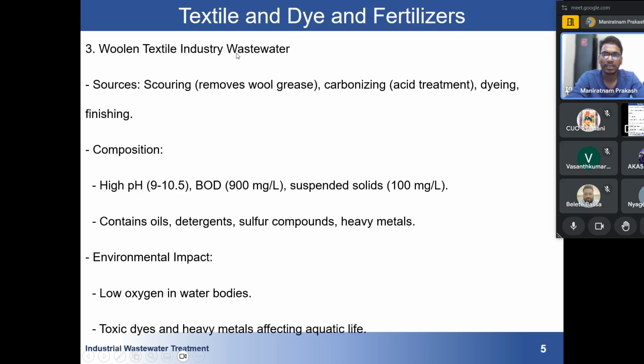Then in the woolen textile industry, again the same thing is there. First, it goes through different processes like removal of wool grease. Then there is carbonizing, that is acid treatment, and finally dyeing, and then finishing. Doing these things, a huge amount of wastewater is produced, and the wastewater composition has very high pH. High organic matter is there because the wool raw material is full of organic matter.